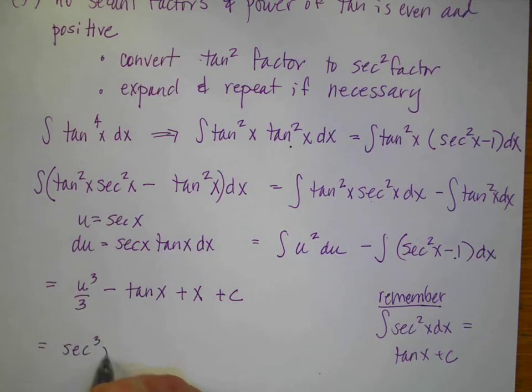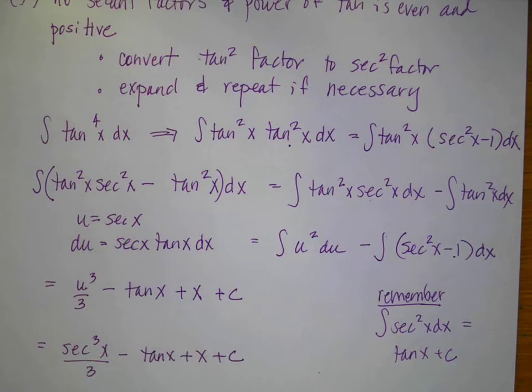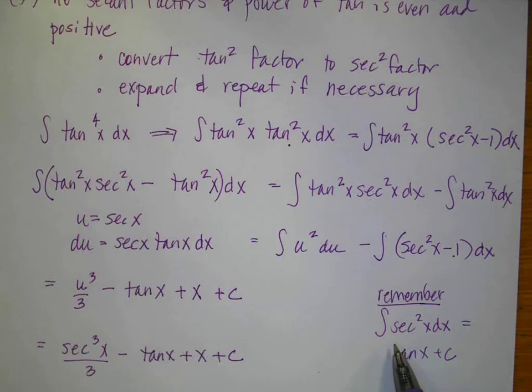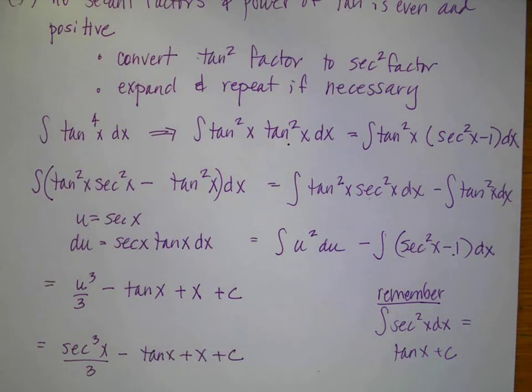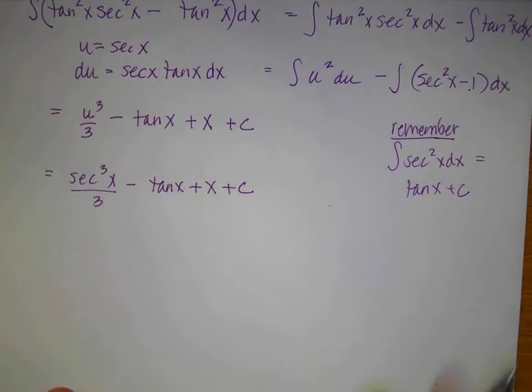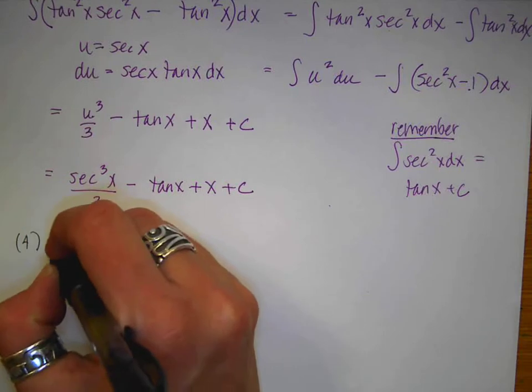I need to substitute this u back in, so this is going to be secant cubed x over 3 minus the tangent of x plus c. Whew! So many things to remember. So if you don't remember your trig identities or the integrals of your trig functions, I would suggest that now is a really good time to start reviewing that. All right, just a couple more things and we are done.